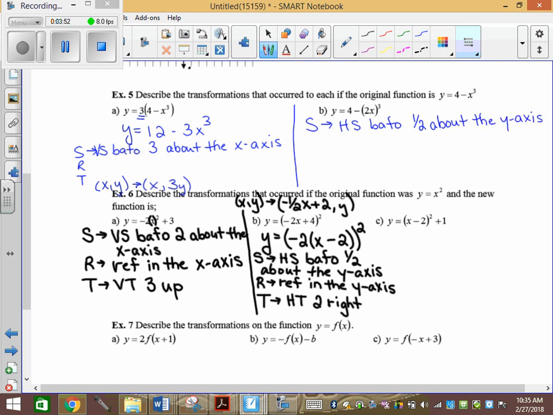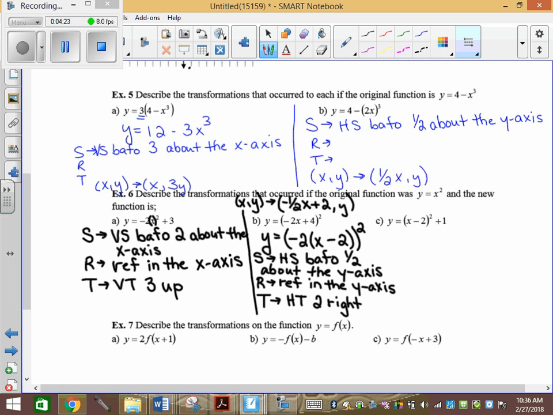Anything else? Any reflections or translations? Nope. Because all the rest of that was there before, right? So we don't state anything that was there before. We only state what's changed. So my mapping, (x, y) is going to become what? Only thing we have that changes is the horizontal stretch. (1/2 x, y). And my y stays the same.